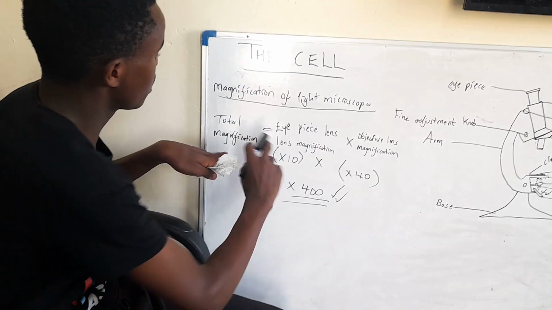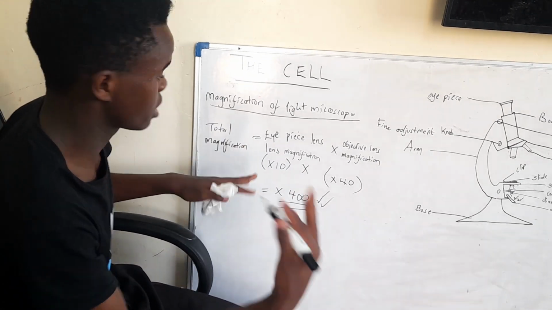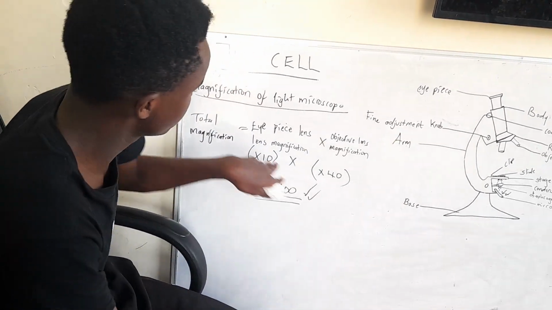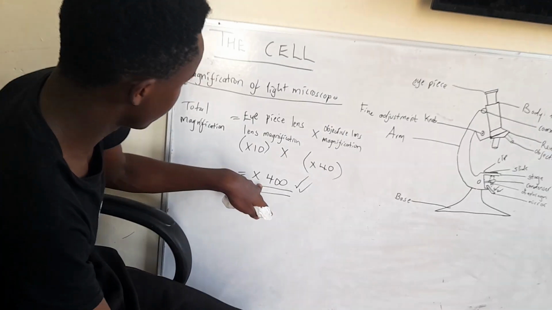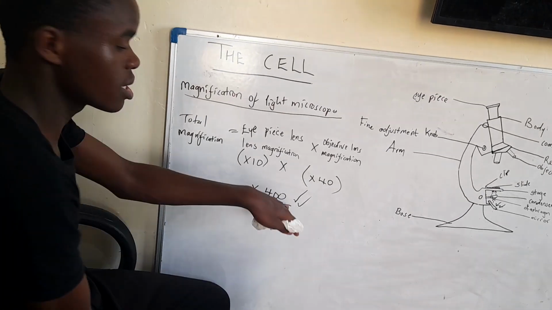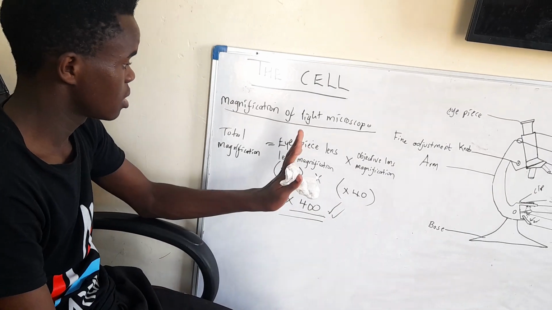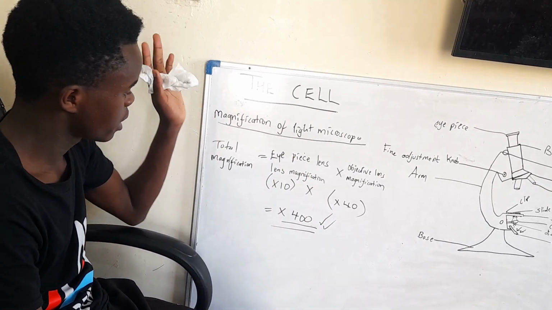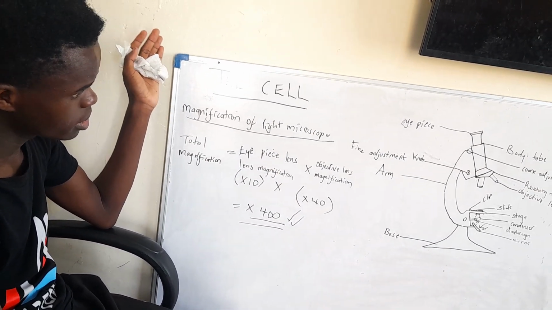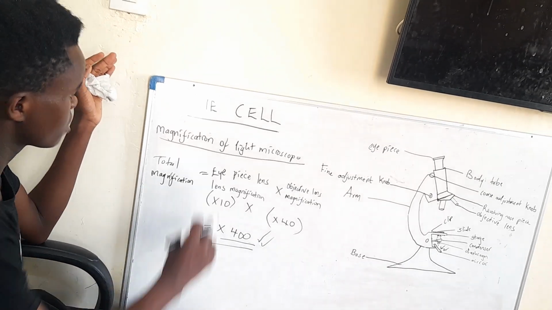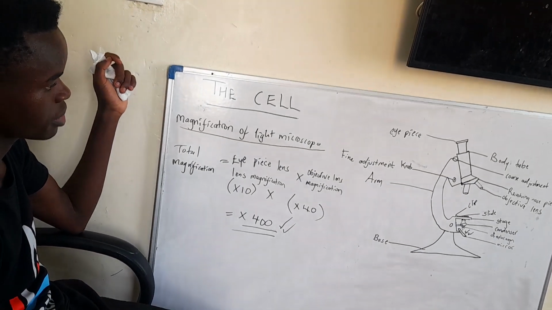So the formula is usually around 3 marks. The formula itself is 1 mark, the calculation is 1 mark, and then the answer with the multiplication sign gives you the third mark. So times 400. I hope you are clear on that. And that's about the magnification of the light microscope.